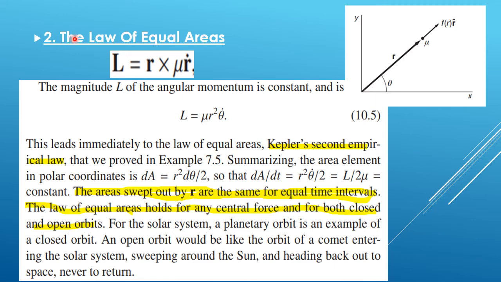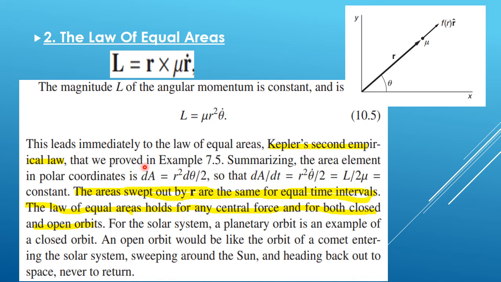Now, what is the second consequence, which is the law of equal areas. We know that L is equal to r cross mu r dot. The magnitude of L will be equal to mu r dot r square theta dot. You can find it from this equation. The magnitude of L is equal to mu r square theta dot. This leads to an important consequence, which is Kepler's second law.